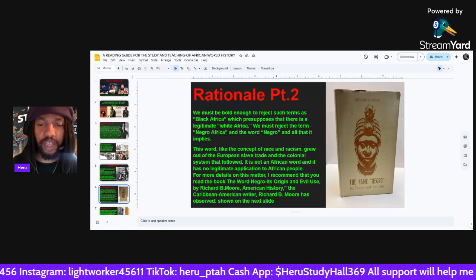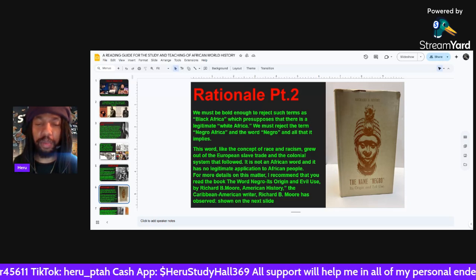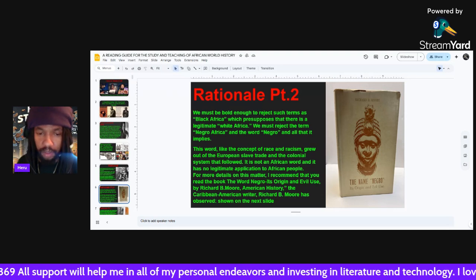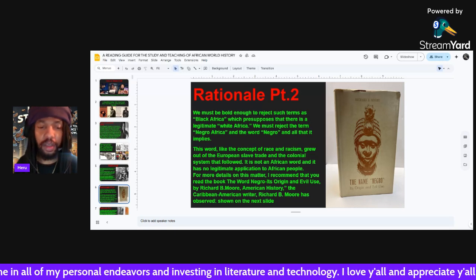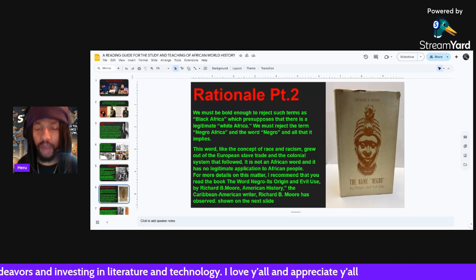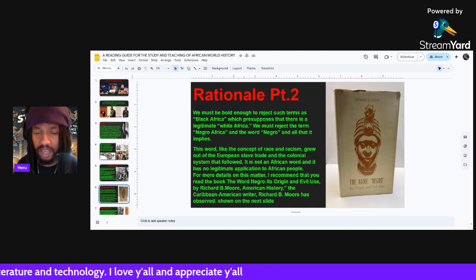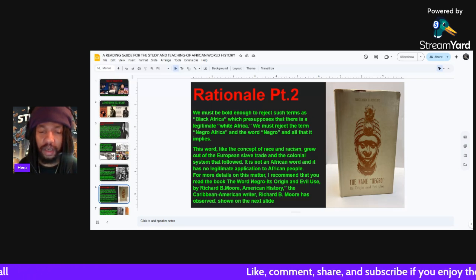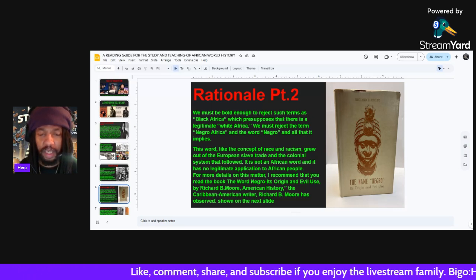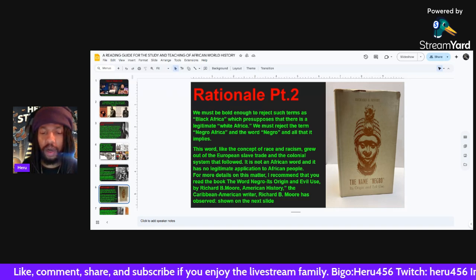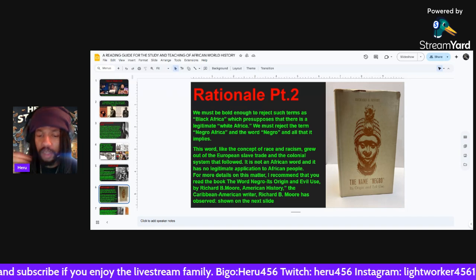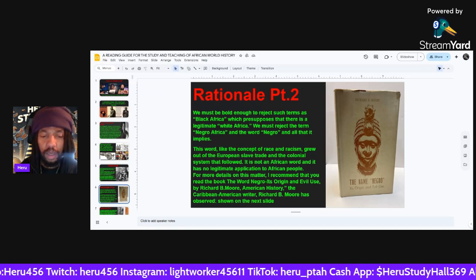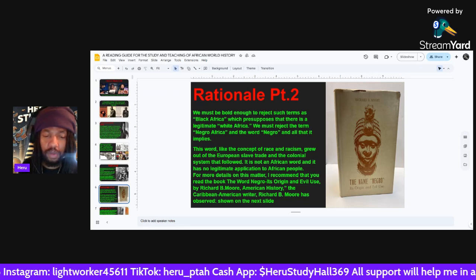We must be bold enough to reject such terms as Black Africa, which presupposes that there is a legitimate white Africa. We must reject the term Negro Africa and the word Negro and all that it implies. This word, like the concept of race and racism, grew out of the European slave trade and the colonial system that followed. It is not an African word and it has no legitimate application to African people. For more details on this matter, I recommend that you read the book The Word Negro: Its Evil Origin and Evil Use by Richard B. Moore. The Caribbean American writer Richard B. Moore has observed, shown on the next slide.